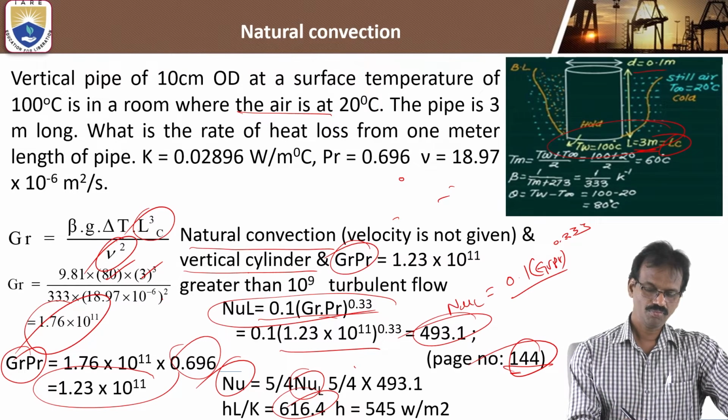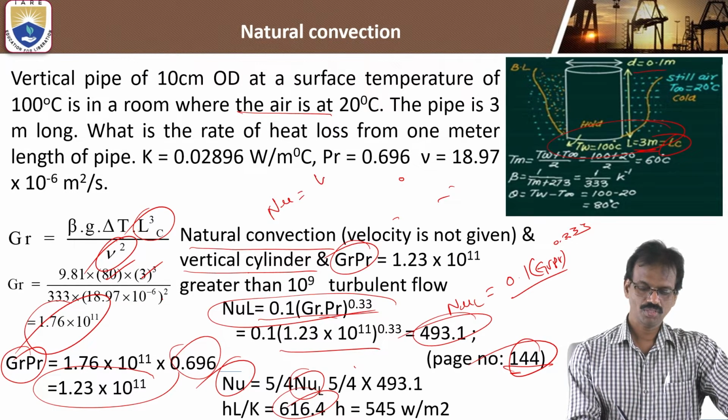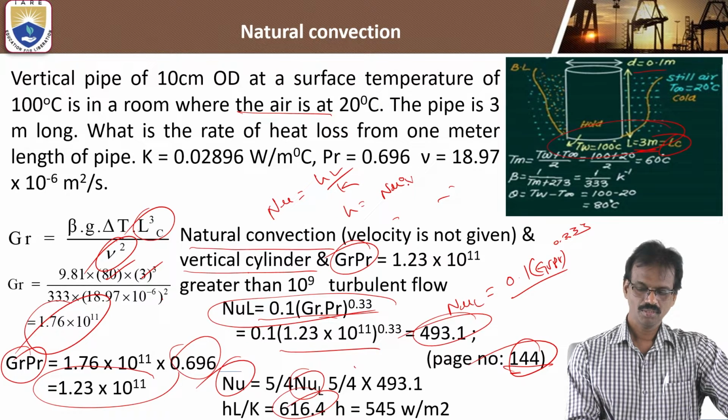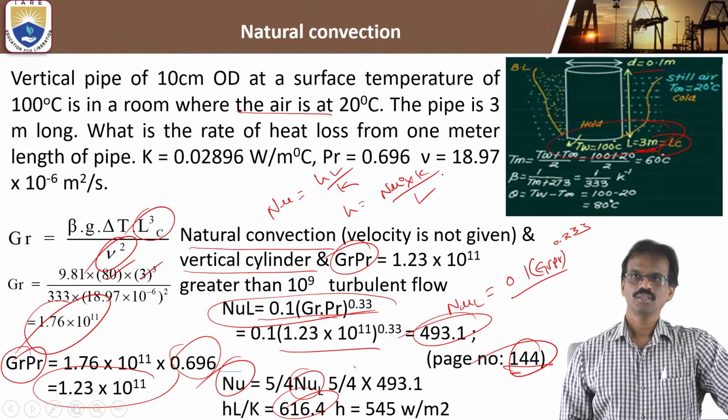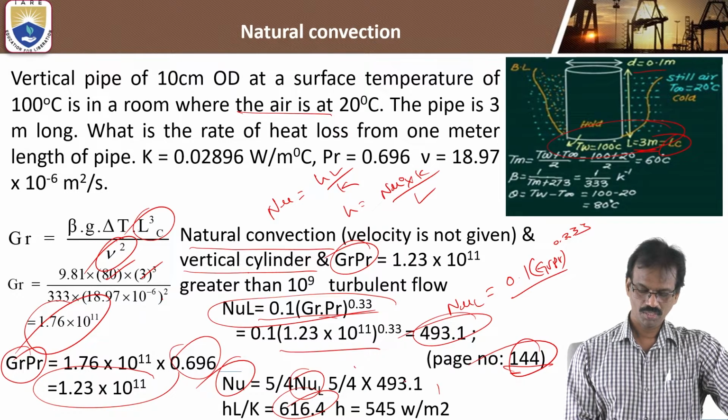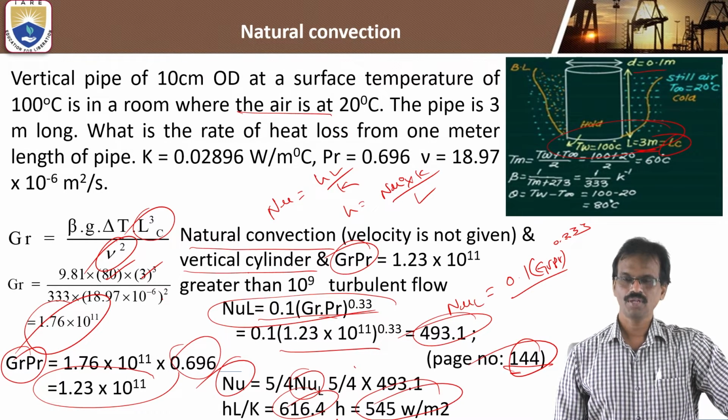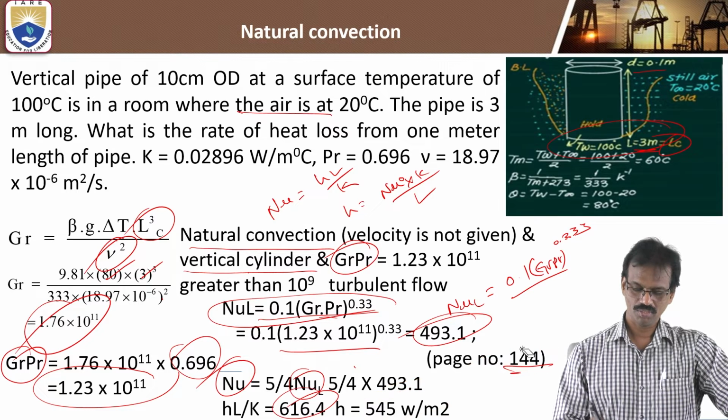By using this one, you can find out the H value. You know the formula Nusselt is equal to HL by K. So H is equal to Nusselt into K by L, the characteristic length. If you substitute this, you can find out the H value. So H value is equal to 545 watt per meter square. So this is the value.